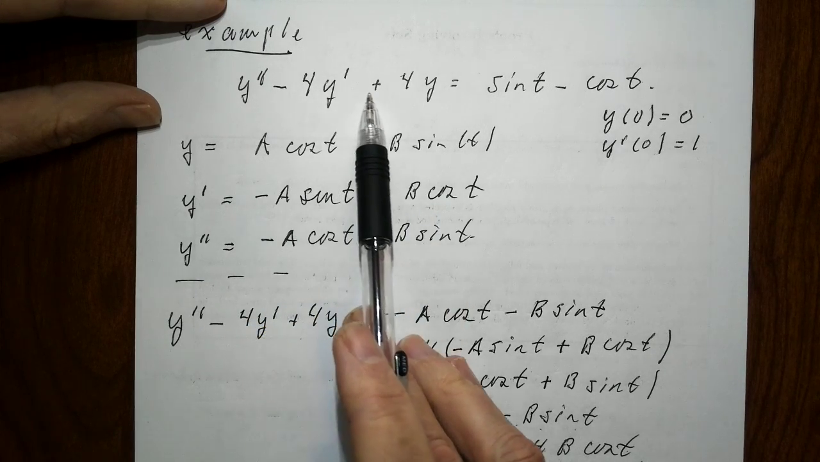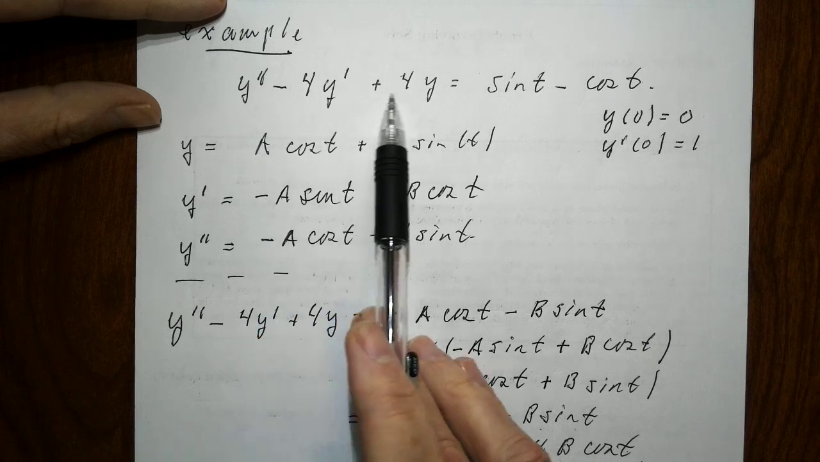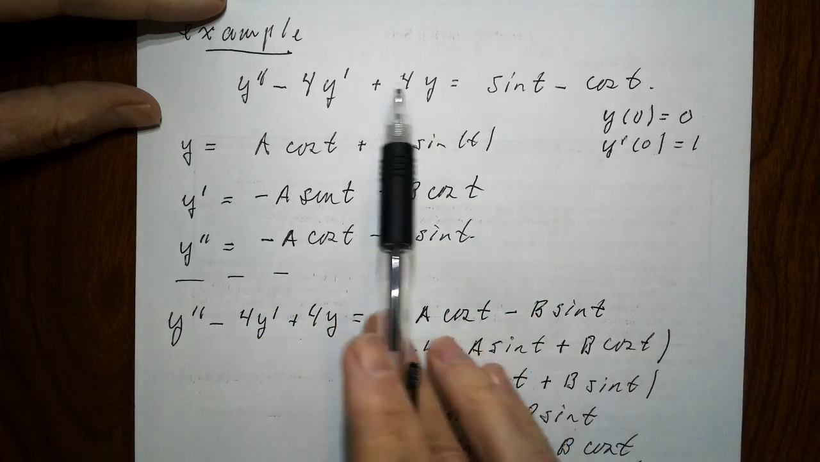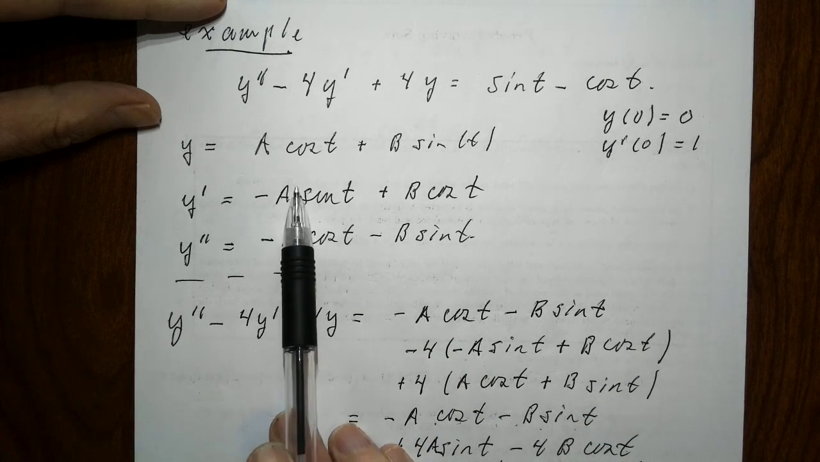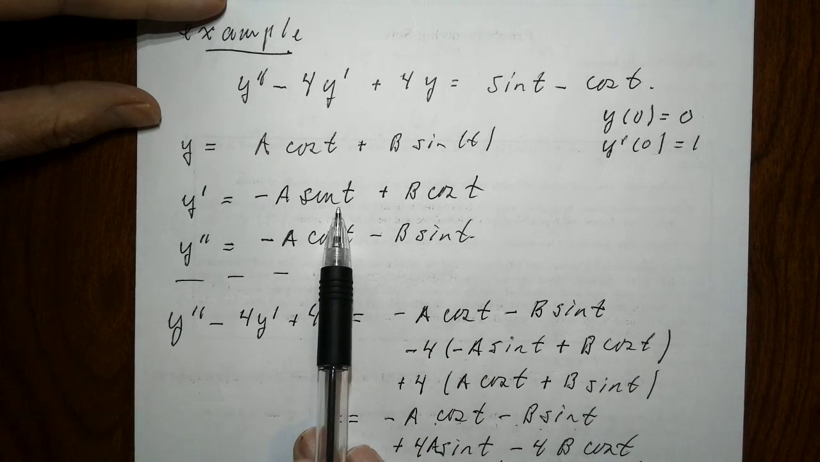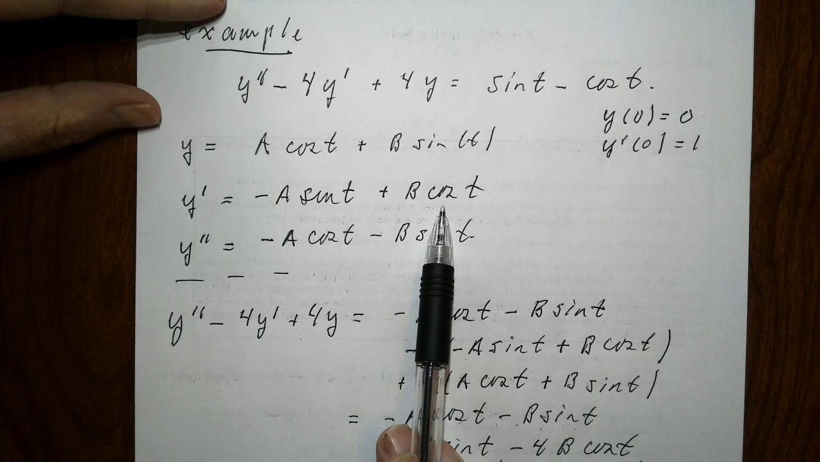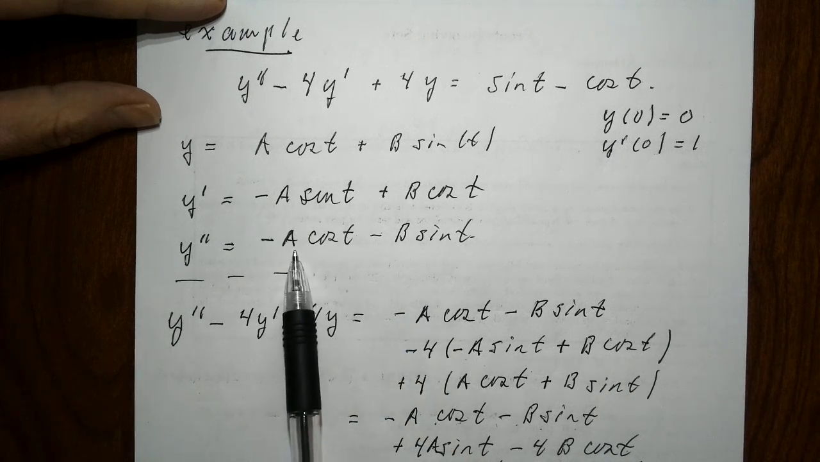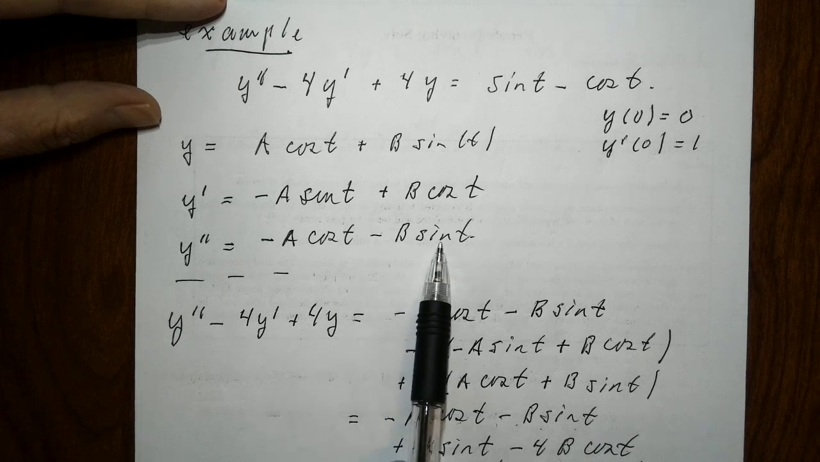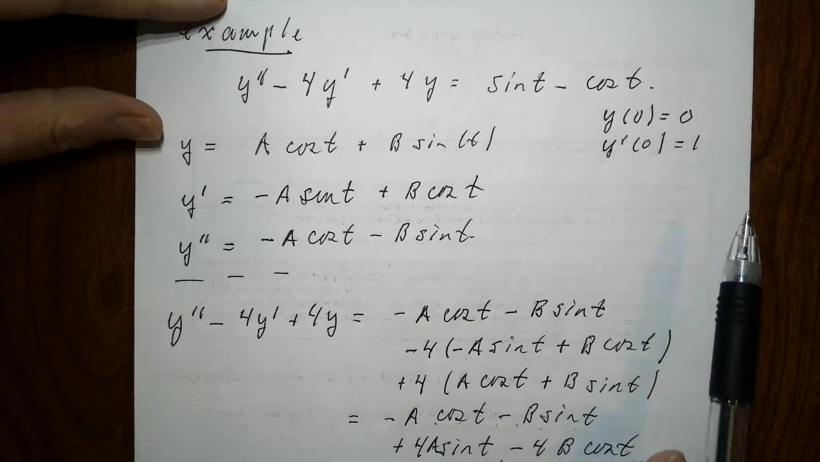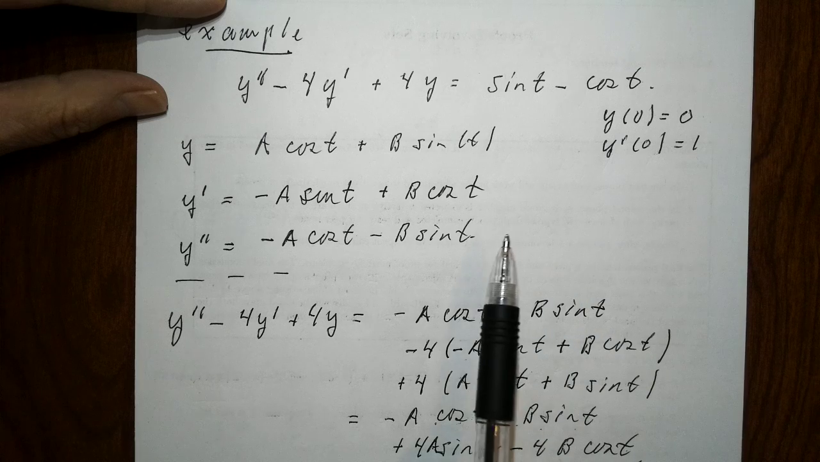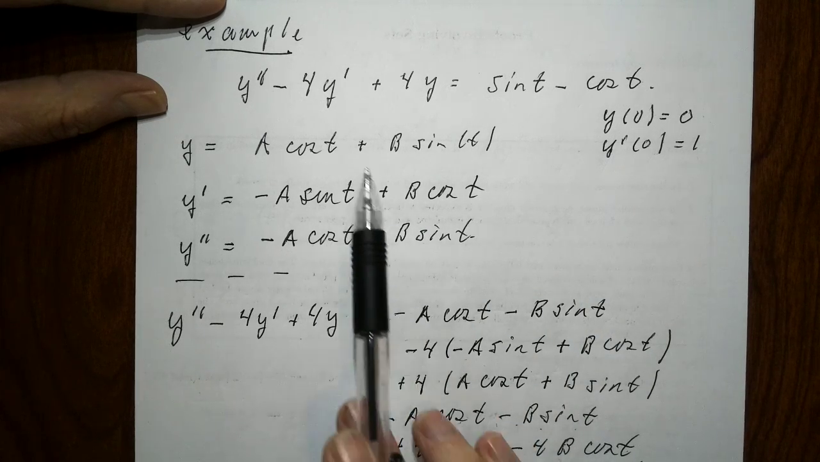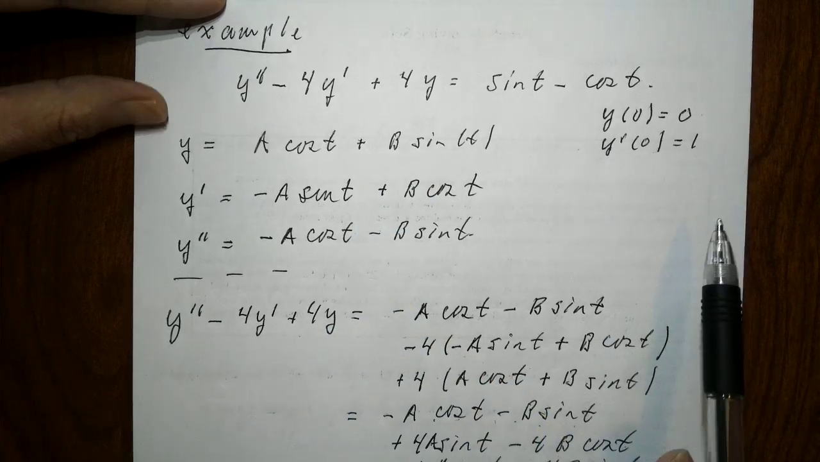Now we're going to have to go through the tedious task of plugging this y into the left-hand side and get the coefficients to match up with what we have here. So we have to calculate y prime, which would be minus a sine t plus b cosine t. That's the first derivative. And then we have to take the second derivative, which would be minus a cosine t minus b sine t. Again, I'm using the fact that the derivative of the cosine is minus the sine. Then we've got to take this y prime and this y double prime and plug it into this. This is a royal pain.